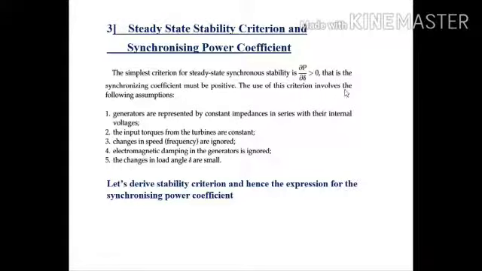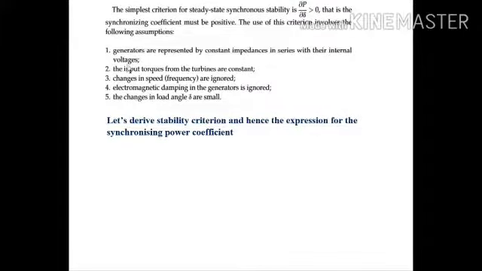The use of this criteria involves the following assumptions. The first one, generators are represented by constant impedances in series with their internal voltages. Second, the input torques from the turbines are constant. Third one, changes in the speed are ignored. Fourth one, electromagnetic damping in the generators is ignored. And the last one, the changes in the load angle delta are small. Okay, these assumptions are very important while deriving the stability criteria for steady state stability study.